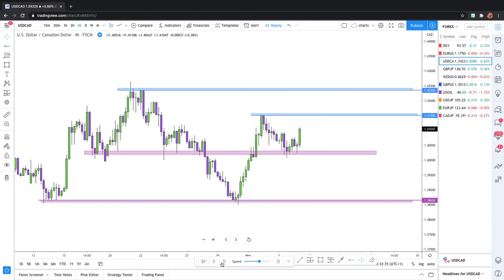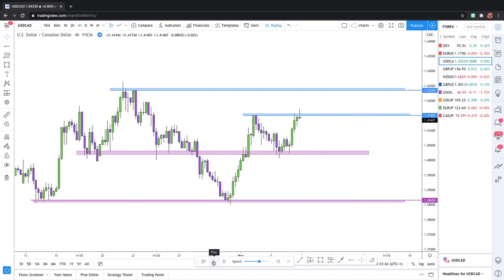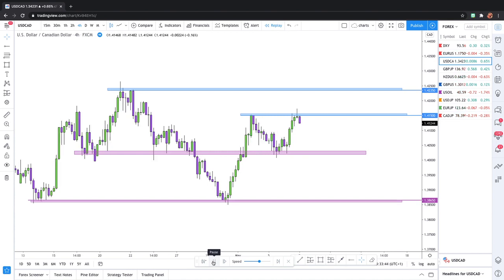What ends up happening is it comes up, tests, reversal candle, closes below. So if you want, you could just have a pending limit on that price. So 141.5.